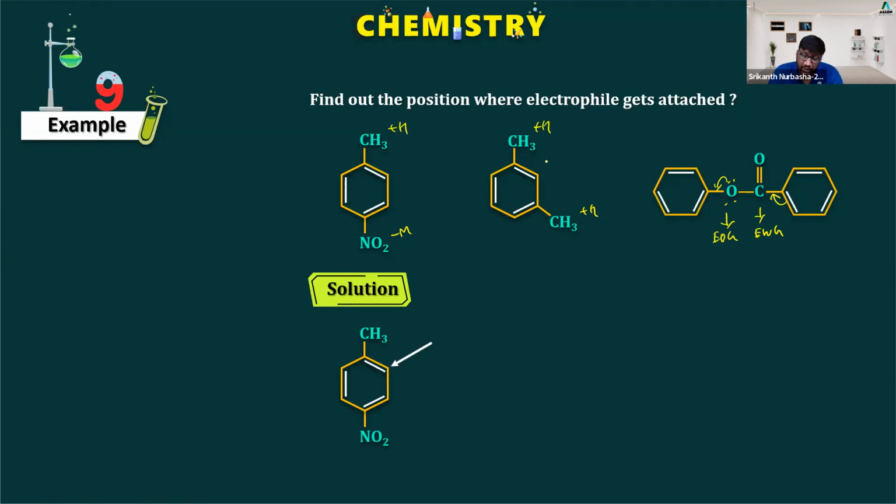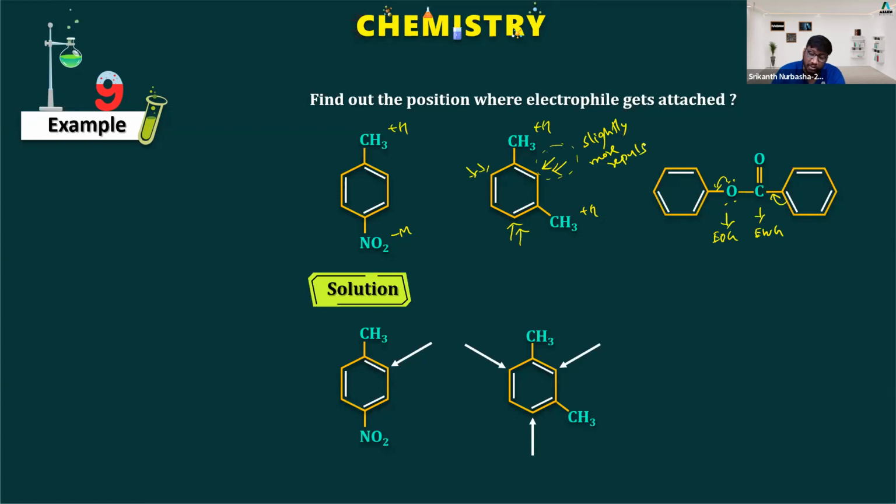With respect to the CH3, this is ortho, this is para. And now steric repulsion also comes into the picture or not? With respect to the CH3, this is ortho, this is ortho, this is para. So at all these three positions, the electrophile can substitute. But if you think of this particular position, you will have slightly more repulsions, because the two methyl groups are present closely.